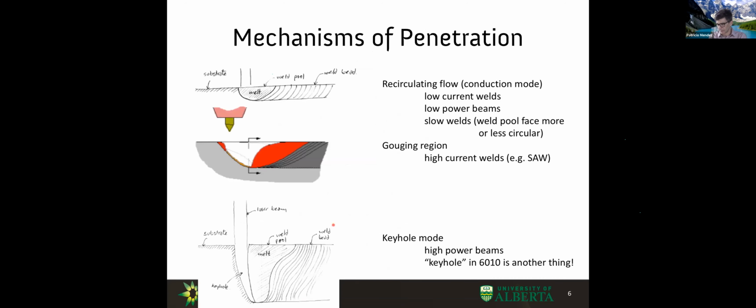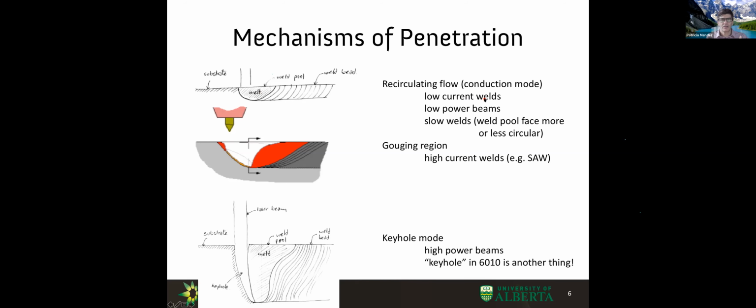I want to discuss, in the time we have, the mechanisms of penetration in welding. This is seldom discussed specifically, but there are 3 different mechanisms of penetration that are so different one from the other that you cannot extrapolate what you learn in one to the other. 2 of those we have already discussed. One is what they call conduction mode. I don't like it because actually it's convection. So I call it recirculating flow, right? And I'm going to show you in the next slides what I mean by recirculating flow.